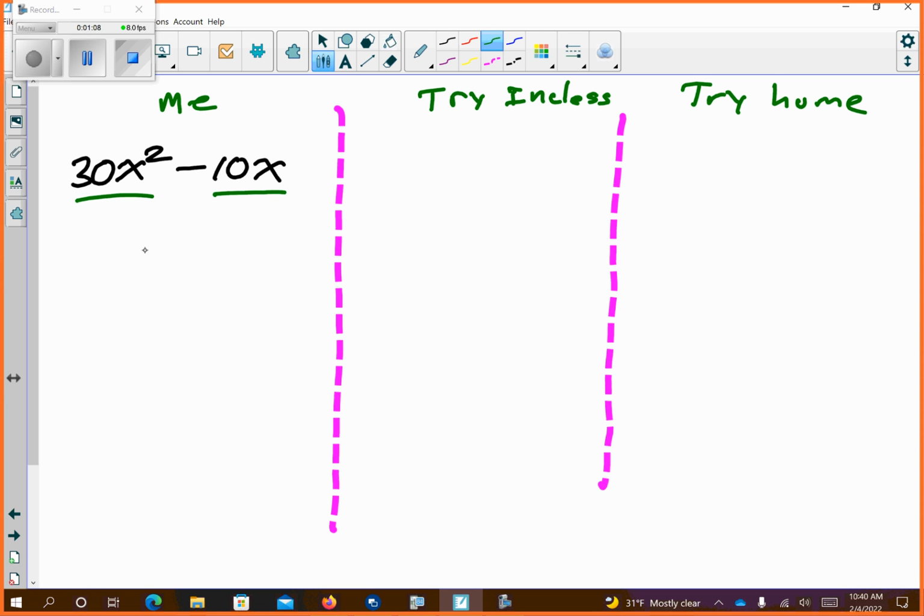What was the biggest number I could take out? 10. Sorry. I was off task. I already did it wrong. If I factor a 10x out, that gives me 3x minus 1. Okay? So try this one.